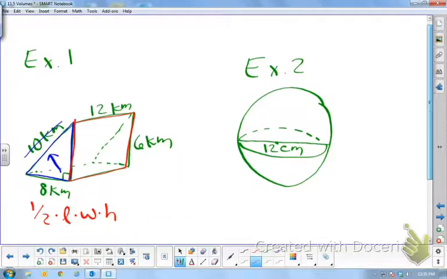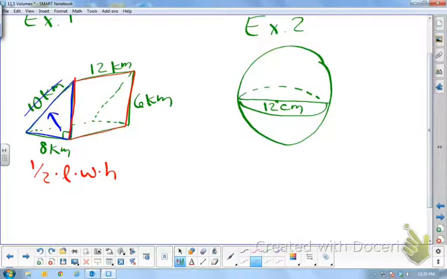Then we plug the rest into our formula. 1/2 times length. Length would be 8, times width would be 6, times 12 would be the height. Now if you have trouble deciding which one's length and which one's width, it doesn't actually matter. When we're multiplying 3 numbers together, order doesn't matter. If I multiply 8 times 6 times 12, I get the same answer as if I multiply 6 times 8 times 12. Now we go plug this into a calculator.